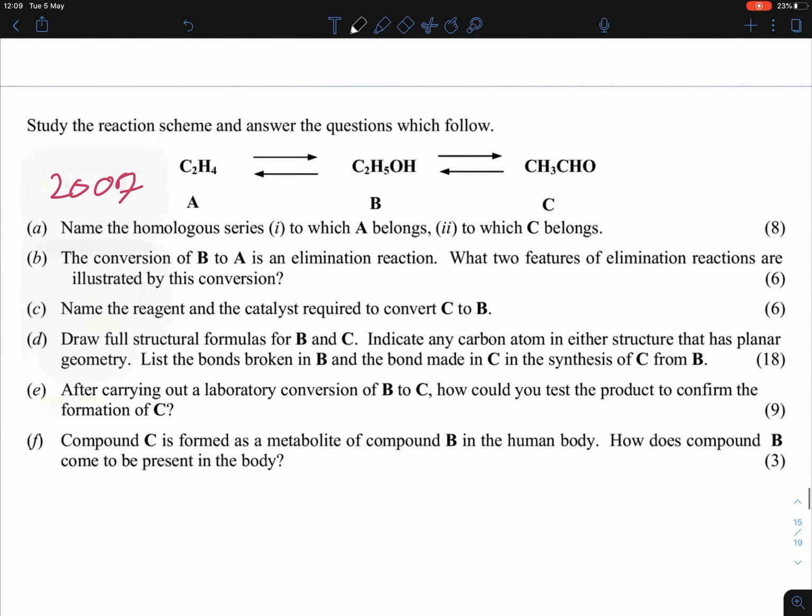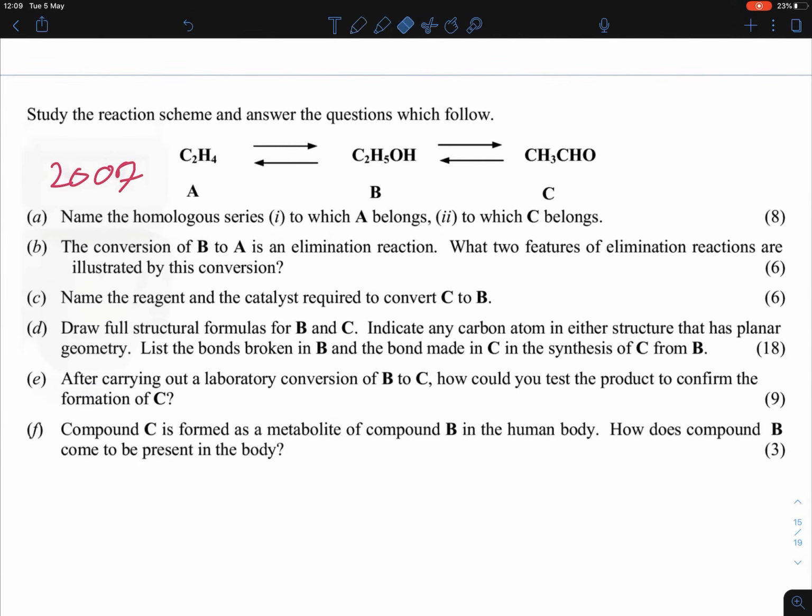And this is 2007, okay, that we're dealing with now. So 2007 part A, let's have a look. Name the homogeneous series which A belongs to, and also which C belongs to. Okay, so let's have a look at A. Count up the number of carbons. So we know there's 2 carbons present, so therefore it's going to have ETH at the start.